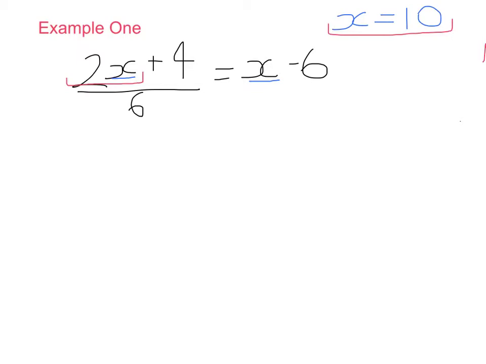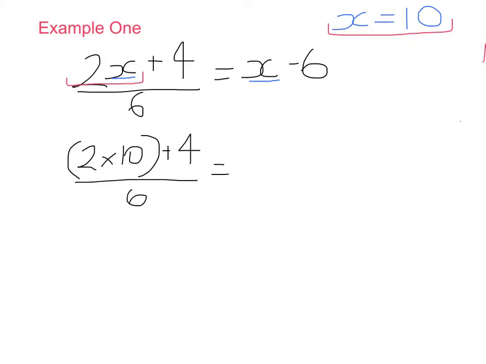So, when I substitute, I'm putting it in brackets, and I'm going 2 multiplied by 10. I'm closing my brackets, adding 4 on 6 equals, now I've got another pronumeral there, so I'm substituting the 10 again. 10 subtract by 6. Okay, what I've done there is I've substituted the pronumeral there, and I've substituted the pronumeral there. Okay, because what I'm trying to do is to check to see if my answer is correct.